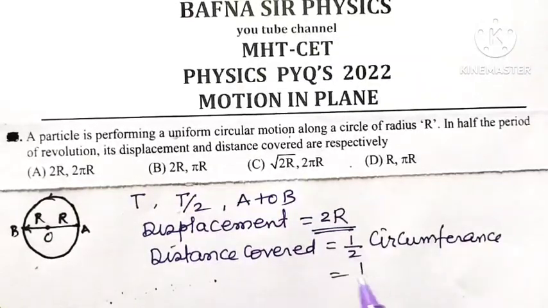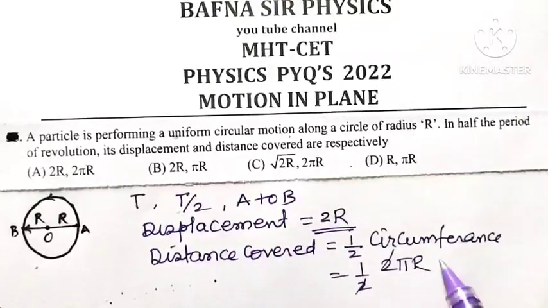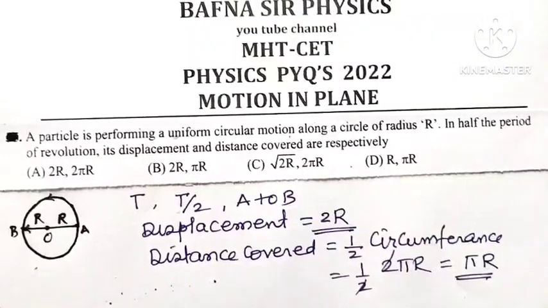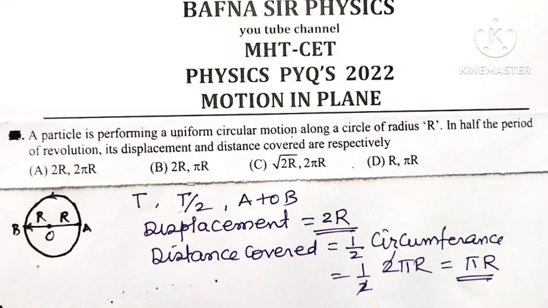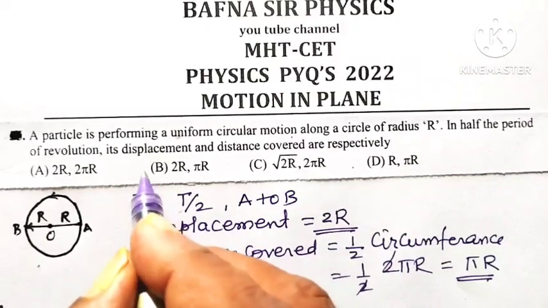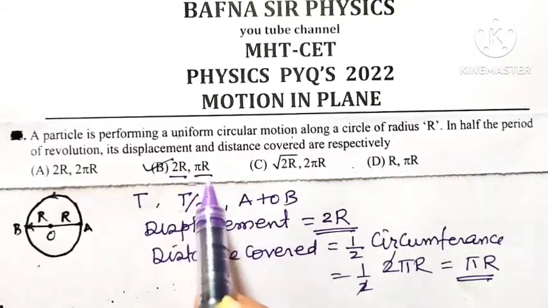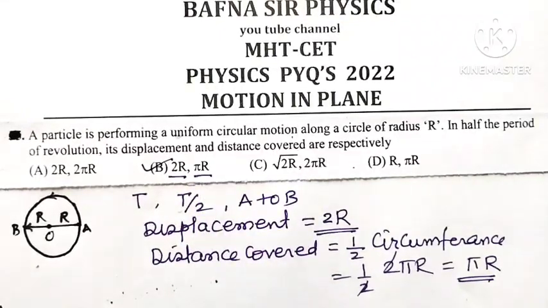What is the circumference of the circle? It is 2 pi r. So, these two get cancelled, and the distance covered by the particle is pi into r. Distance covered by the particle is what? Pi into r. So, out of three options, which option is correct? Option B is correct, that is displacement of the particle is 2r and distance covered is pi r.